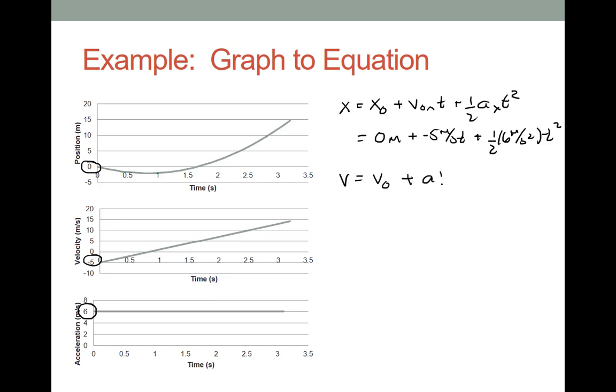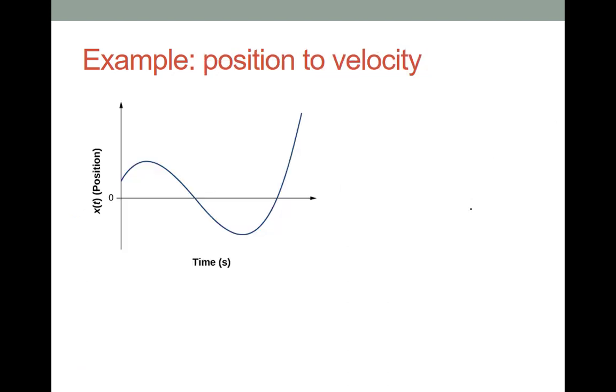I also have my velocity equation. The initial velocity is negative 5 again, and the acceleration is 6. I can also think about more complicated motion. Okay. So here I have a graph of position versus time, and I want to create the graph of velocity versus time that would correspond to this.